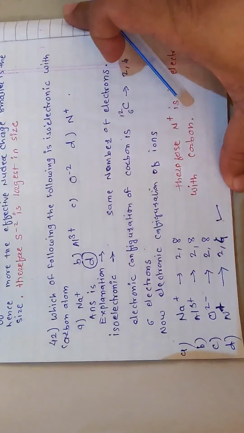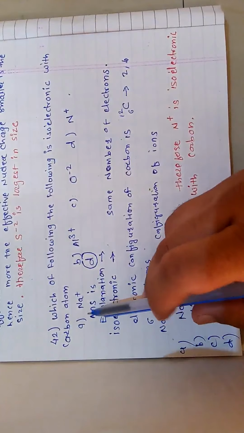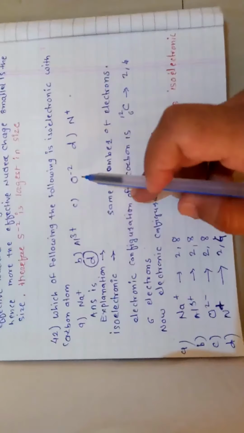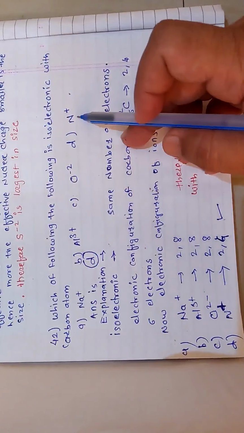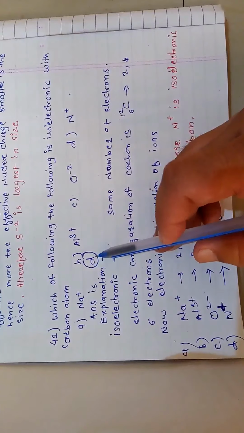Question number 42. Which of the following is isoelectronic with carbon? Here options given: sodium plus, aluminium 3 plus, oxygen 2 minus, and nitrogen plus. In this case the correct answer is answer D.